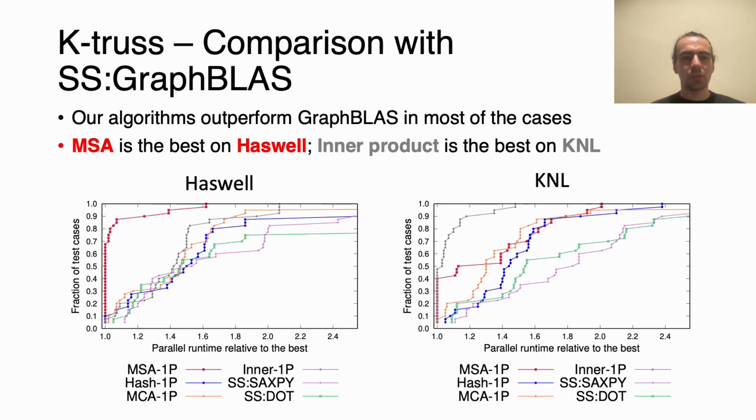The next application that we use for evaluation is K-truss, and our algorithms for K-truss outperform GraphBLAS in almost all cases. We can see that MSA is the best one on Haswell, whereas inner product is the best one on KNL.